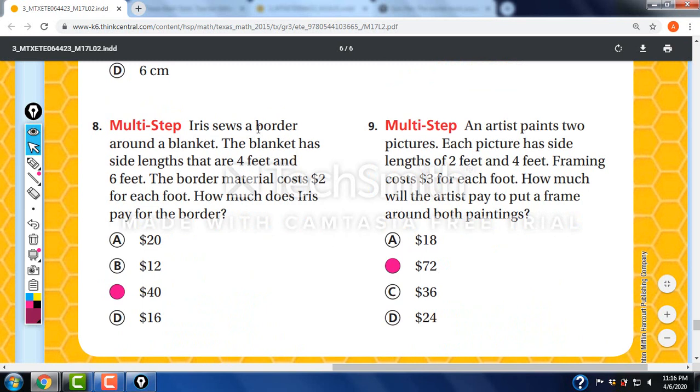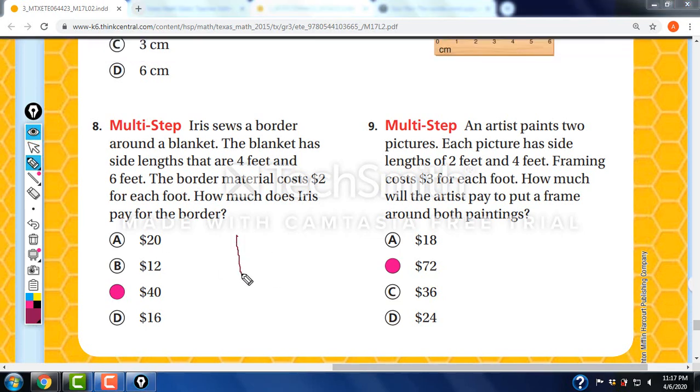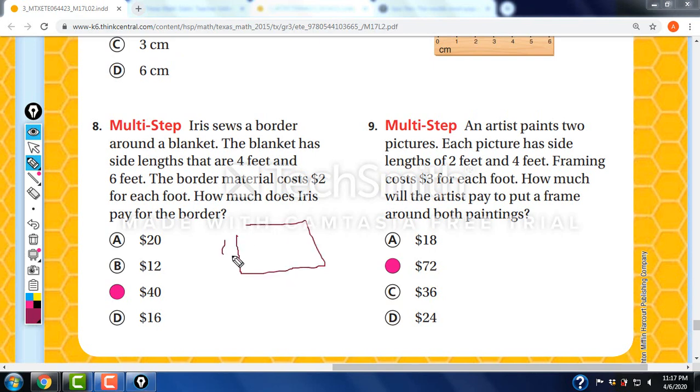Multi-step. Okay, Iris sews a border around the blanket. The blanket has side lengths of 4 feet and 6 feet. The border material costs $2 per foot. So 4 feet, that's times 2 is 8. 6 feet times 2 is 12. Okay, you add those two together and draw your shapes. 6 feet, 6 feet, 4 feet, 4 feet.